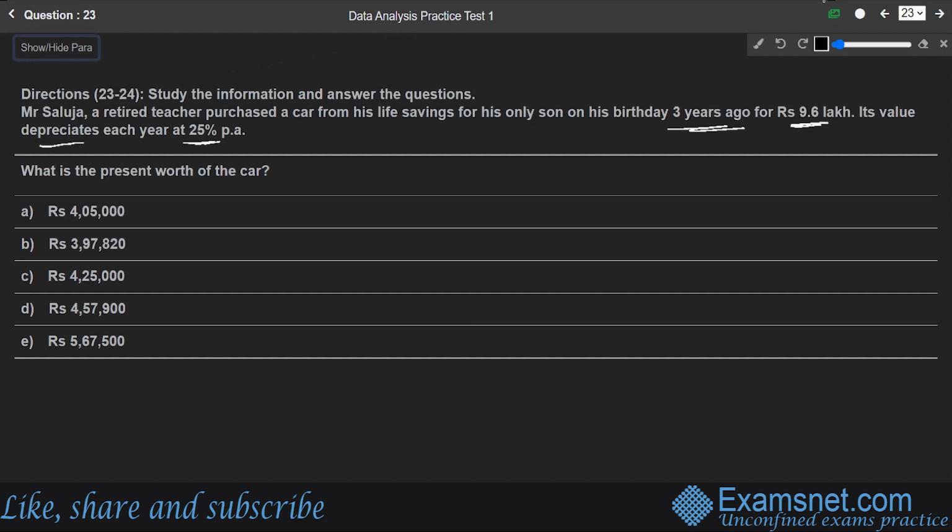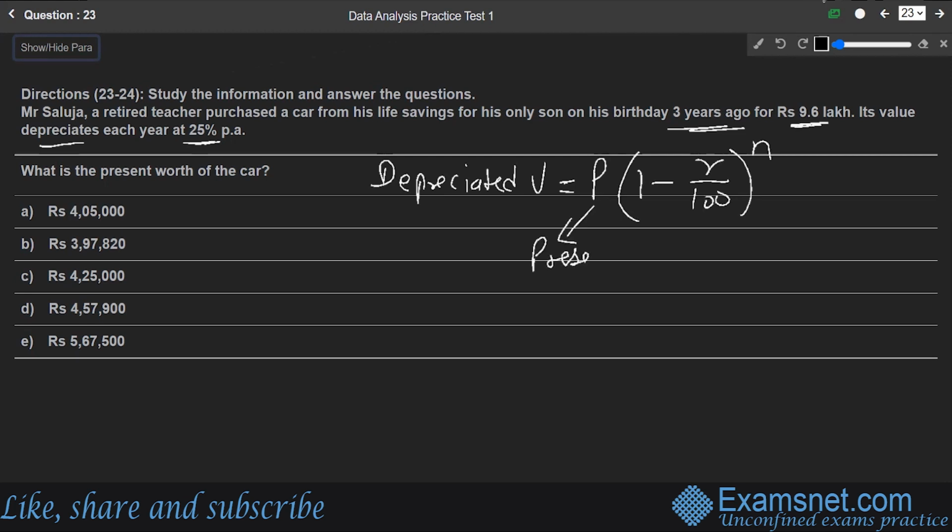So, depreciated value, or depreciated cost, can be calculated by the formula P times 1 minus R over 100, to the power n, where P is the present worth, or the worth at the time of the purchase. R is nothing but the rate at which it is getting depreciated in percentage, and n is nothing but the number of years. So let us use this formula. He's saying what is the present worth?